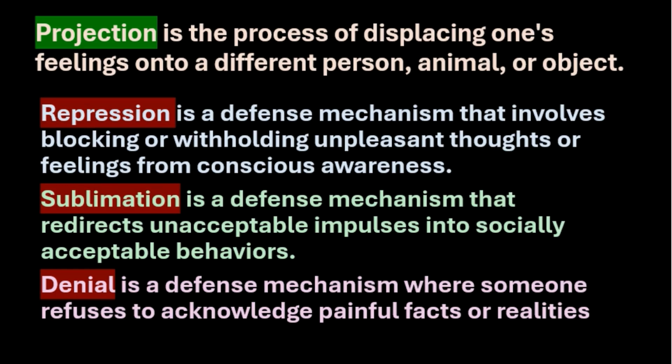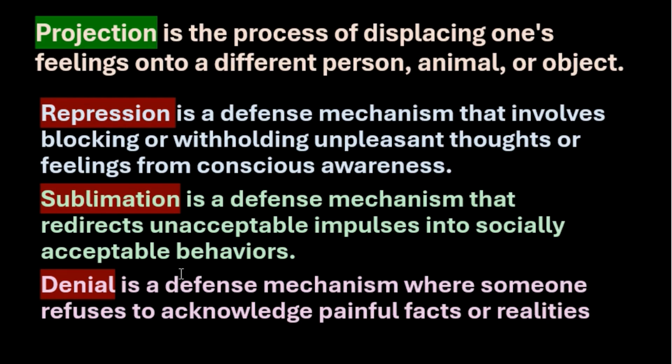Sublimation is a defense mechanism that redirects unacceptable impulses into socially acceptable behavior. For example, if a person has a high temper and high energy, he will be channeling it or engaging in sports or social activities. So he's channeling his unacceptable behavior to socially acceptable behavior like sports or martial arts. Another example is one person who is very sad is engaging in painting. So this kind of channeling to acceptable behavior is seen in sublimation.